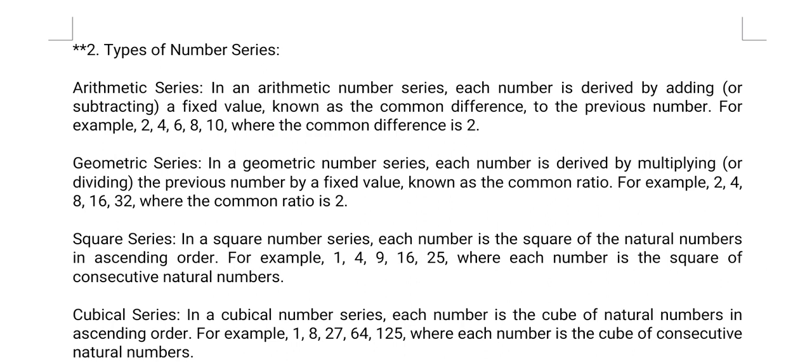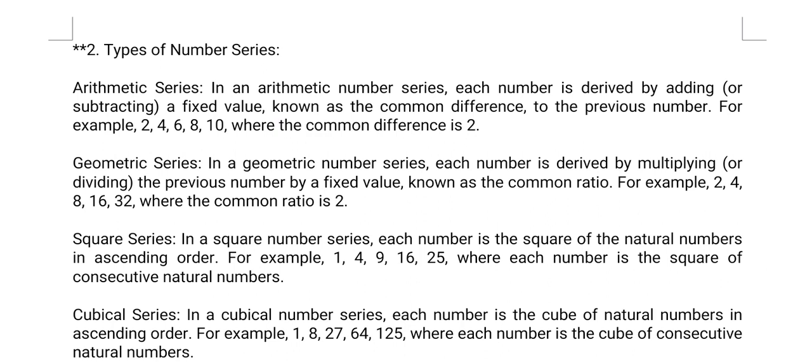Arithmetic series. In an arithmetic number series, each number is derived by adding or subtracting a fixed value known as the common difference to the previous number. For example, 2, 4, 6, 8, 10, where the common difference is 2. In geometric series, in a geometric number series, each number is derived by multiplying or dividing the previous number by a fixed value known as the common ratio.